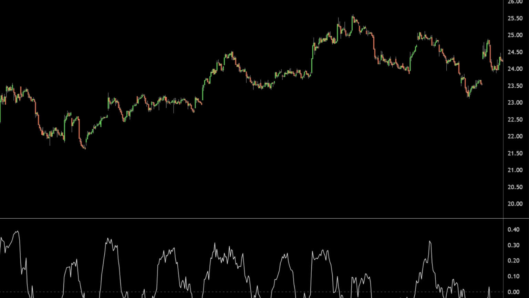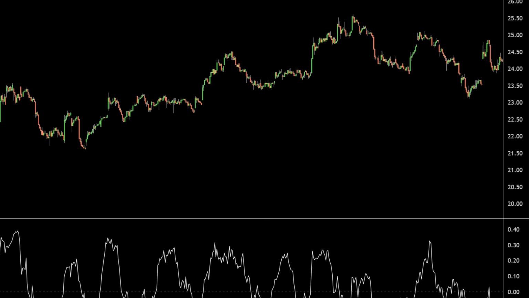We can also look for divergence. So we want to look for that between price and the CMF. For example, price is making new highs, but the CMF does not. It can signal that the uptrend is losing steam and could soon reverse.